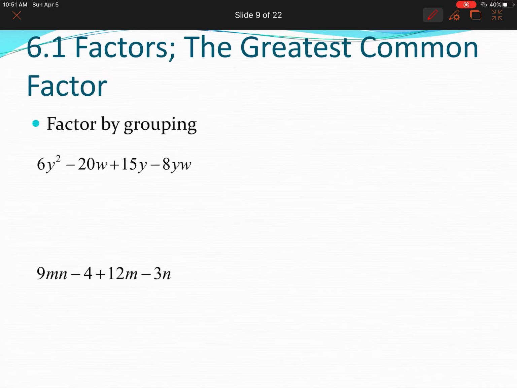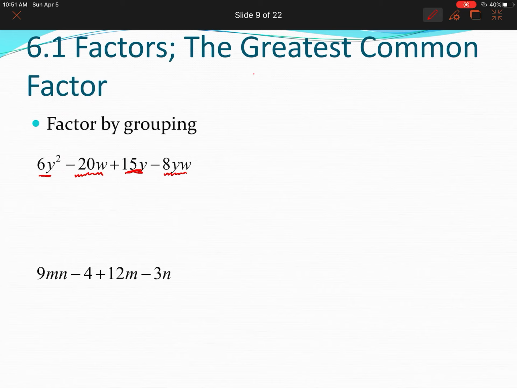Here's what I see when I look at this one. If I group the 6y squared and the 15y together, there's a common factor of 3, because 3 goes into both numbers, and there's a y as a common factor. That's good. I also notice that if I group the negative 20w and the negative 8w, negative 4 or positive 4 goes into those, and they both have a w. So I think I need to regroup it in that way. If you say, well, I want to group 6y squared and the negative 8yw, that would also work. It's not my preference, but that would also work.